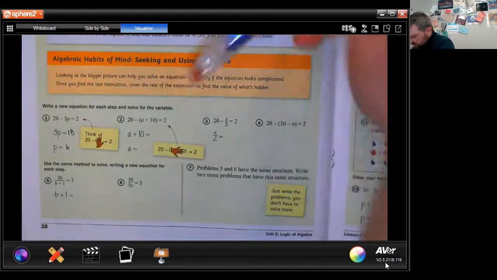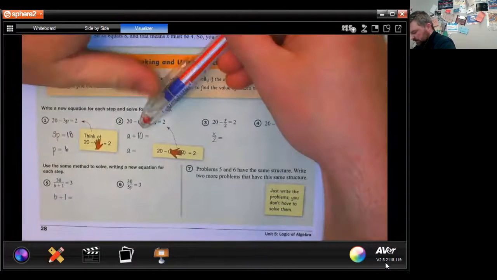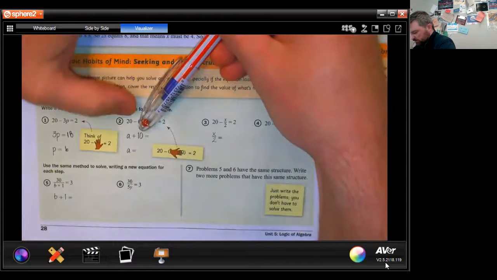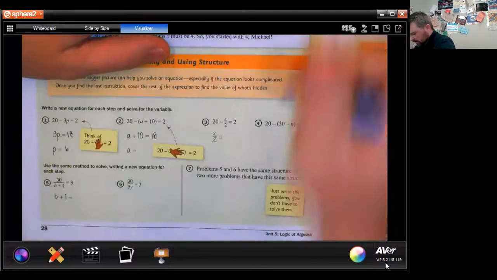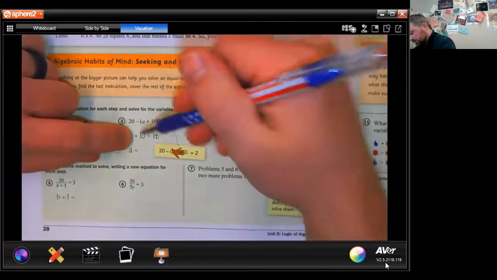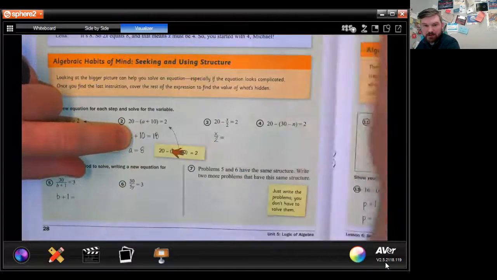Okay, here we'll cover this. The subtraction was the last thing that they did, so cover that part up. So 20 minus what is 2? Again, that's 18. And cover up the A. Something plus 10 is 18. That would be 8.